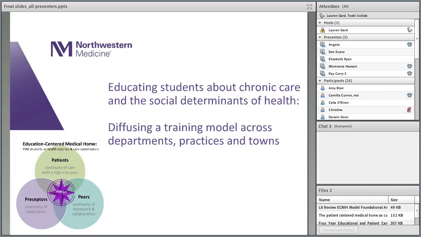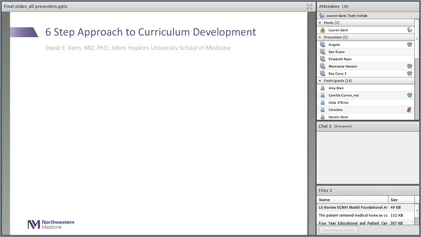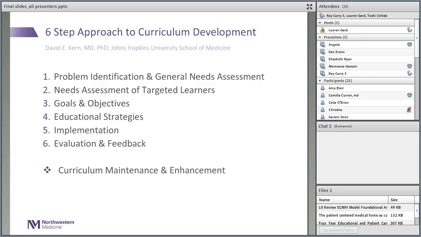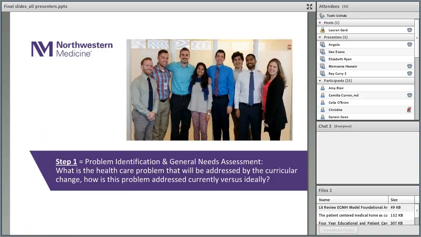I organized the talk using Dr. Kern's approach to curriculum development for people who are medical educators and designing any curricular innovations at your institution. I highly recommend this. I'm not going to go through all this in detail, but this is just how we organized the talk, and we'll go through these one by one. So Dr. Kern's first step in curriculum renewal is problem identification and needs assessment.